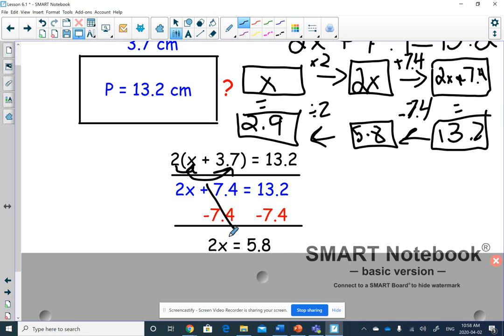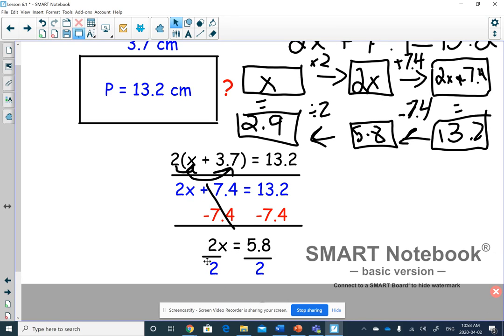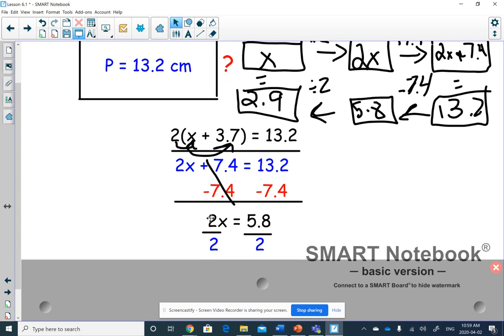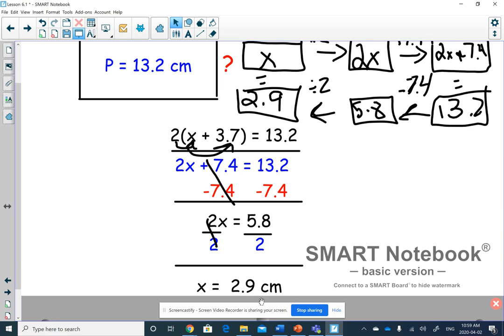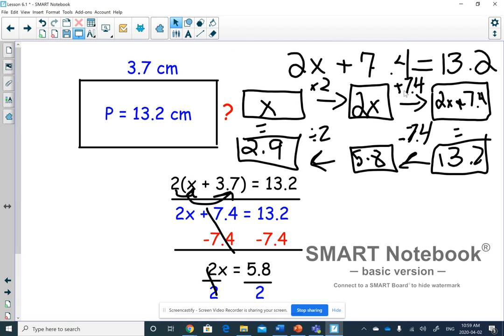So 2 is being multiplied by x here. So in order to get rid of the 2 to isolate x, I need to do the opposite. So instead of multiplying by 2, I'm going to divide both sides by 2, because what I do to one side, I need to do to the other. 2 divided by 2 is 1, so it cancels out. I'm left with x. 5.8 divided by 2 gives me 2.9. So our width of this rectangle, if I go back up here, is going to be 2.9.